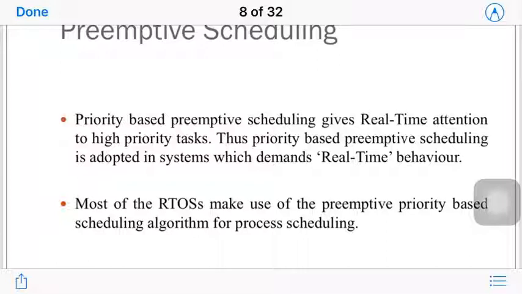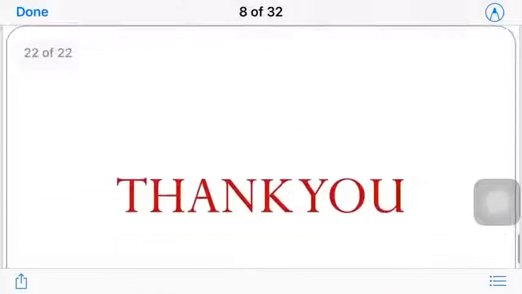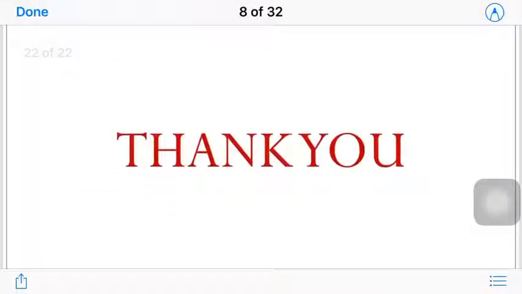Most real-time operating systems make use of the preemptive priority based scheduling algorithm for process scheduling. So with this we have discussed preemptive scheduling.